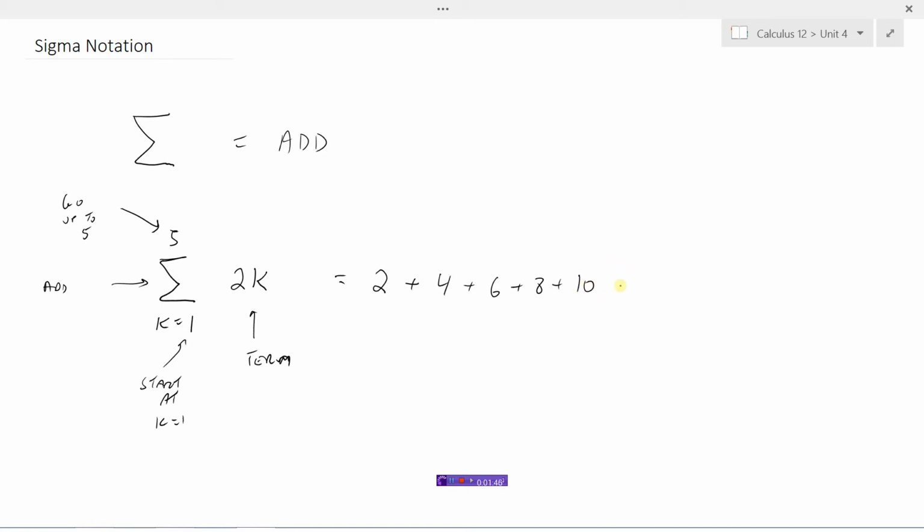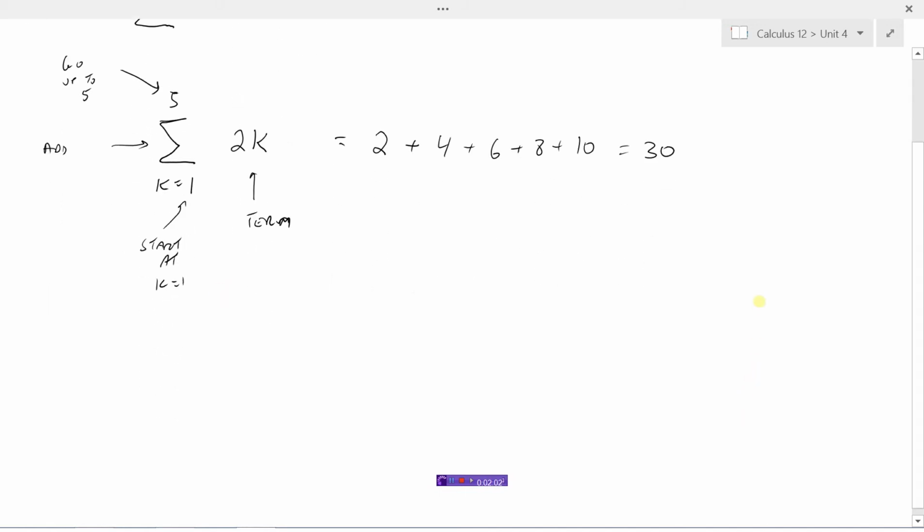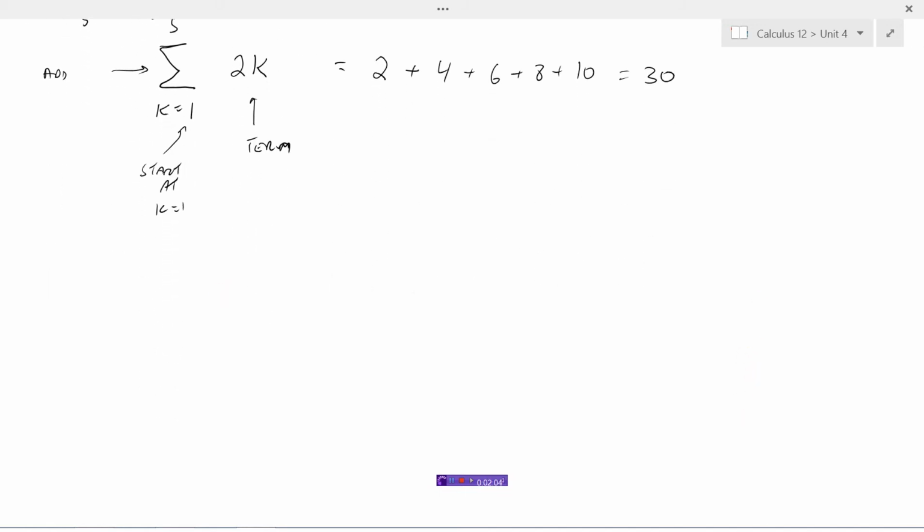And then I could add all this up. 10 plus another 10 plus another 10. So this would add up to 30. But instead of writing 2 plus 4 plus 6 plus 8 plus 10, I could simplify that by writing this here as this expression. So it's nothing new. It's just getting comfortable working with this sum notation or sigma notation.